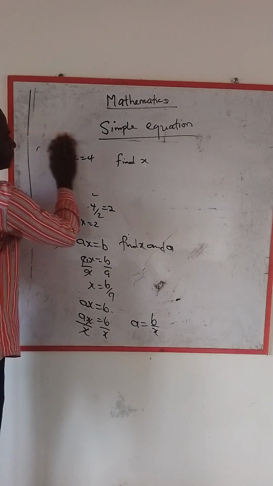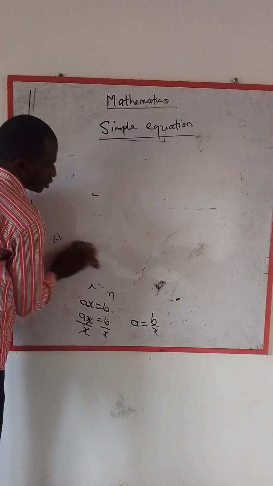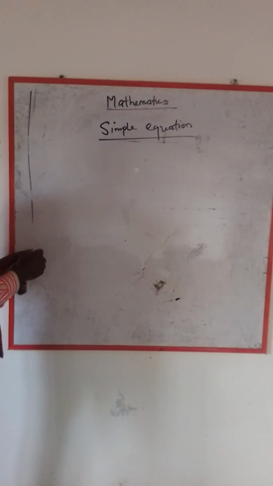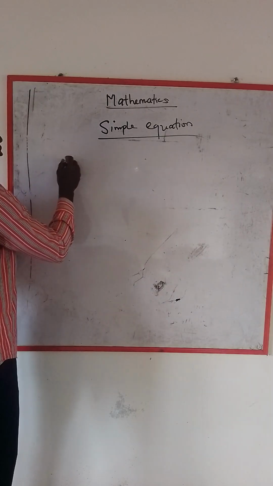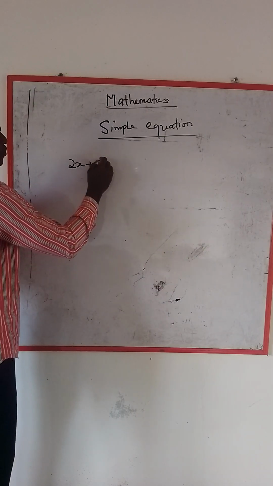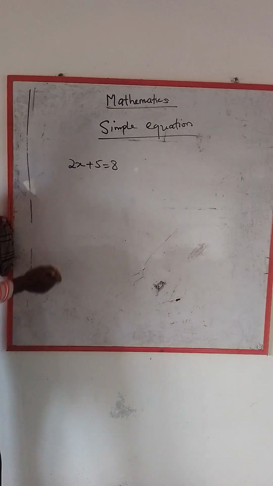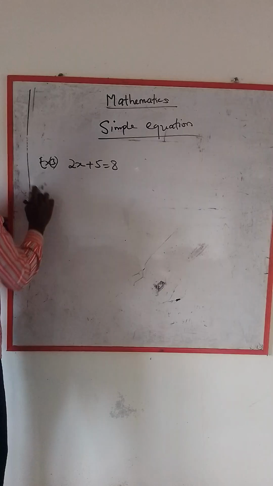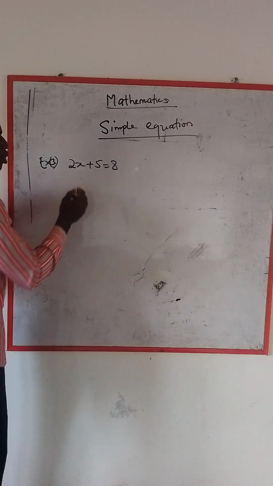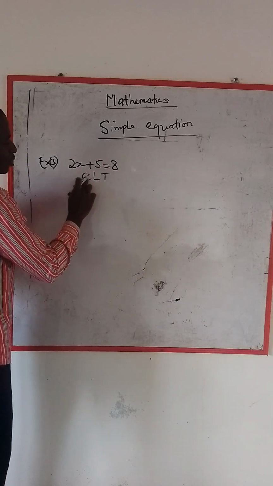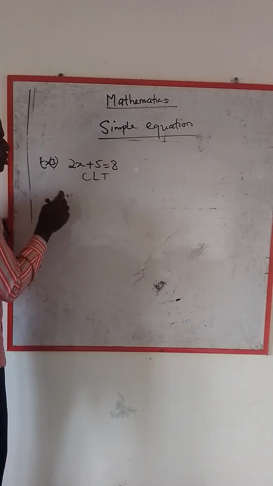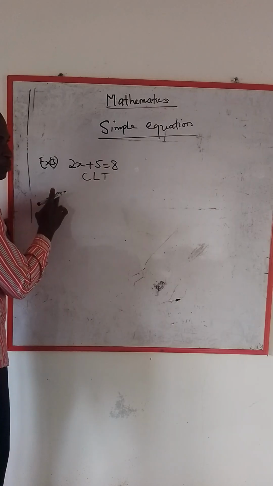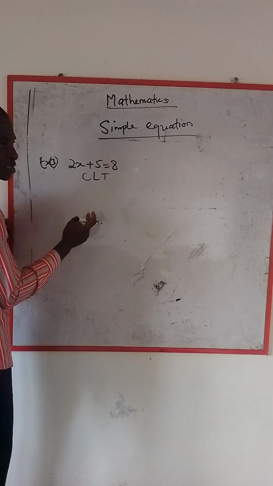The next stage will be the one that is not just directly on the equality side. I want to give you an example where we need to collect like terms. 2x plus 5 equal to 8. Let me start with this simple one. Example 3. In this case, we need to collect like terms. Doing this, I am going to bring the unknown to one side, while the numbers that don't have the unknown should be on the other side.